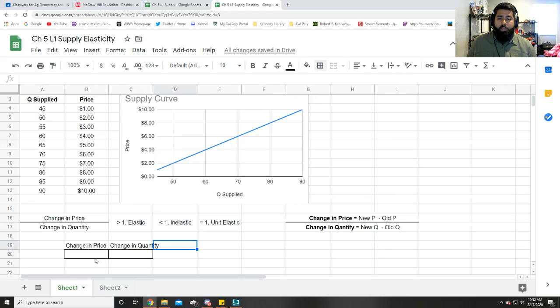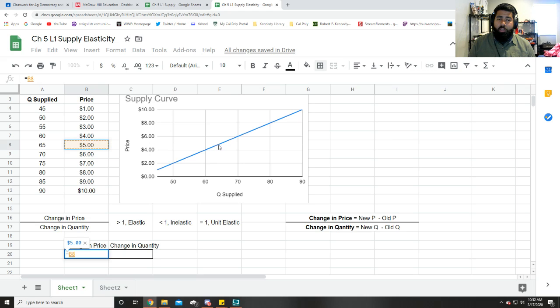Okay, so change in price. Remember, change in price is a new price minus an old price. So I'm going to press the equal sign, because that will make this a function. And I'm going to pick a new price and an old price. So let's call 45, or actually that's quantity supplied, right? I'm going to go with 5. You can choose any number on here, right? I'm just going to call 5 on here.